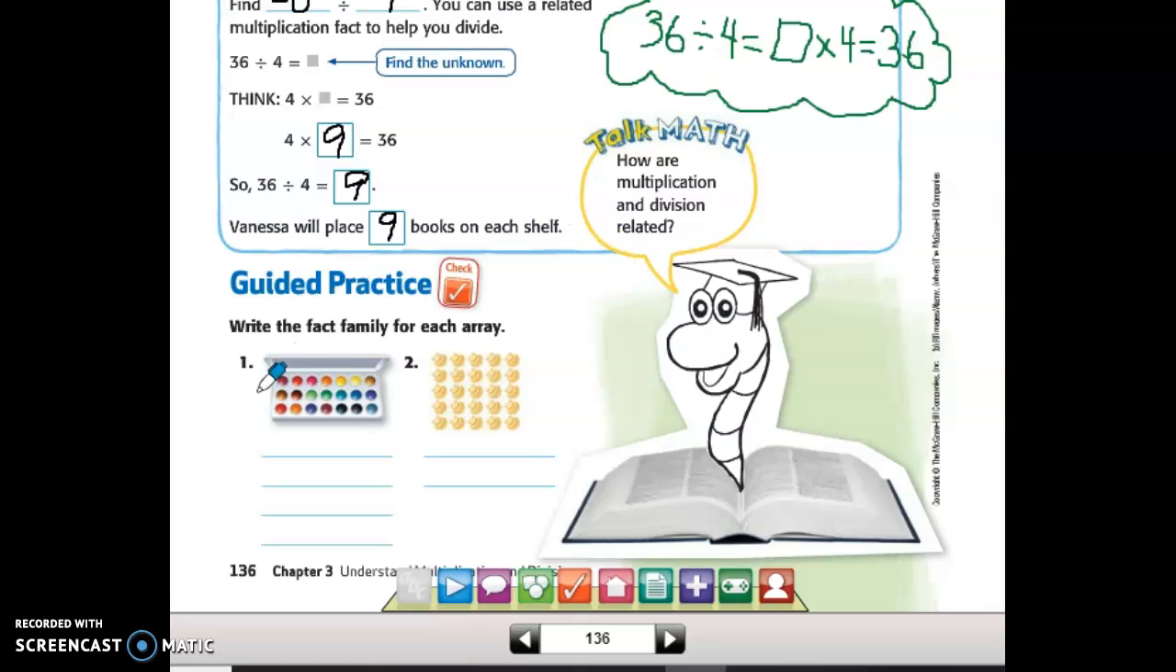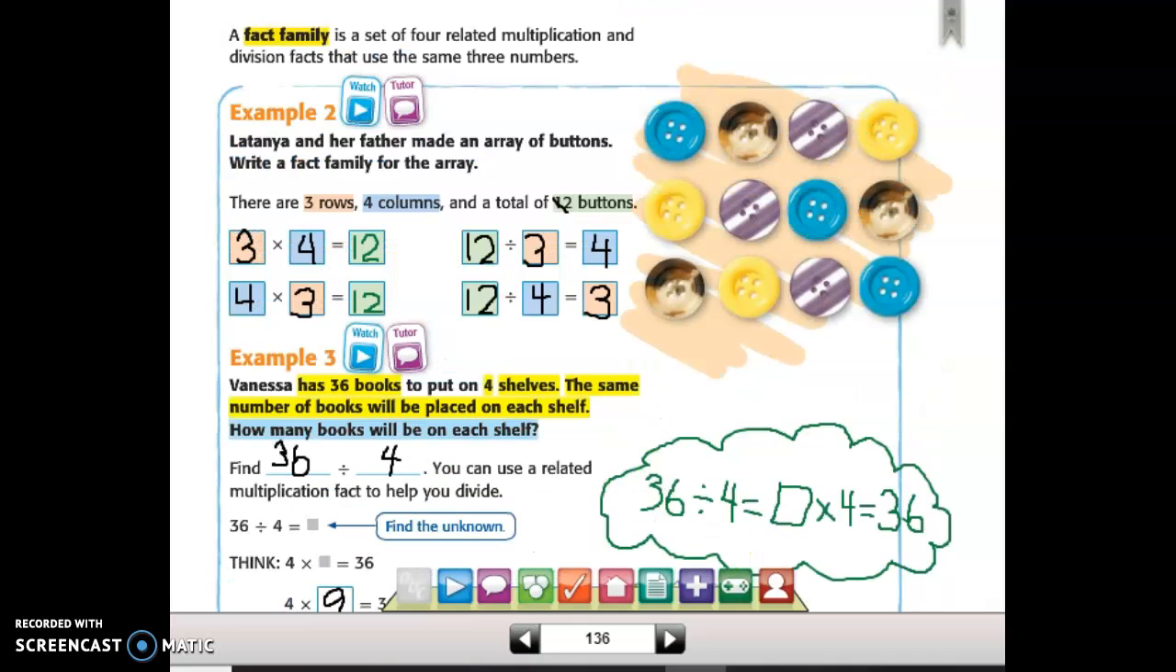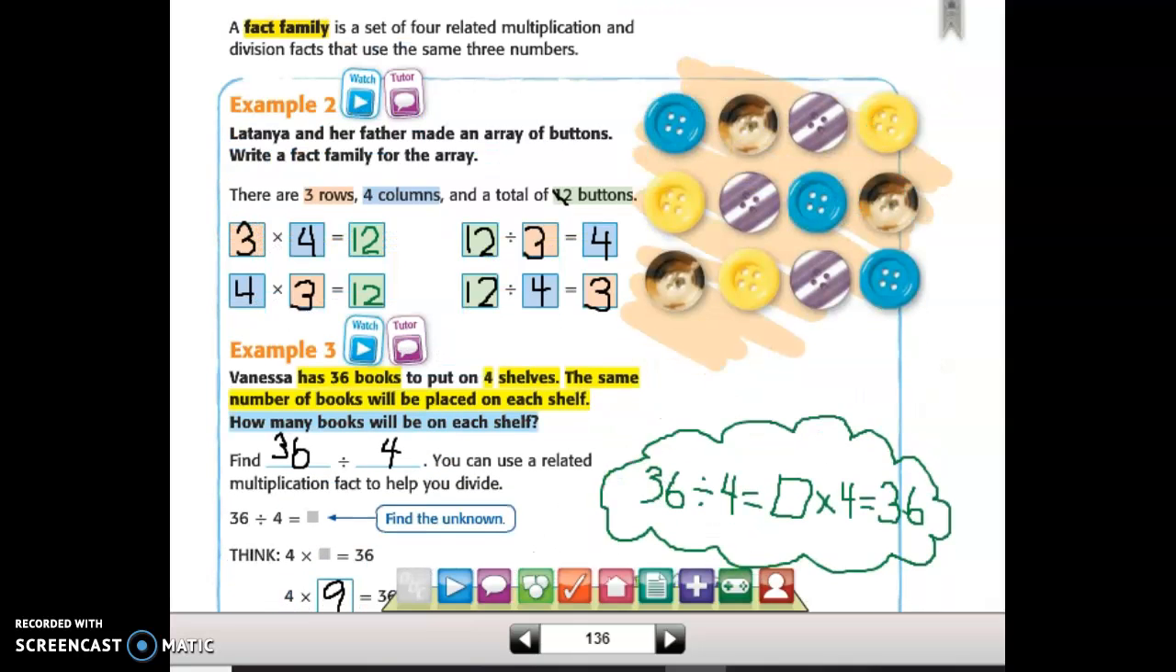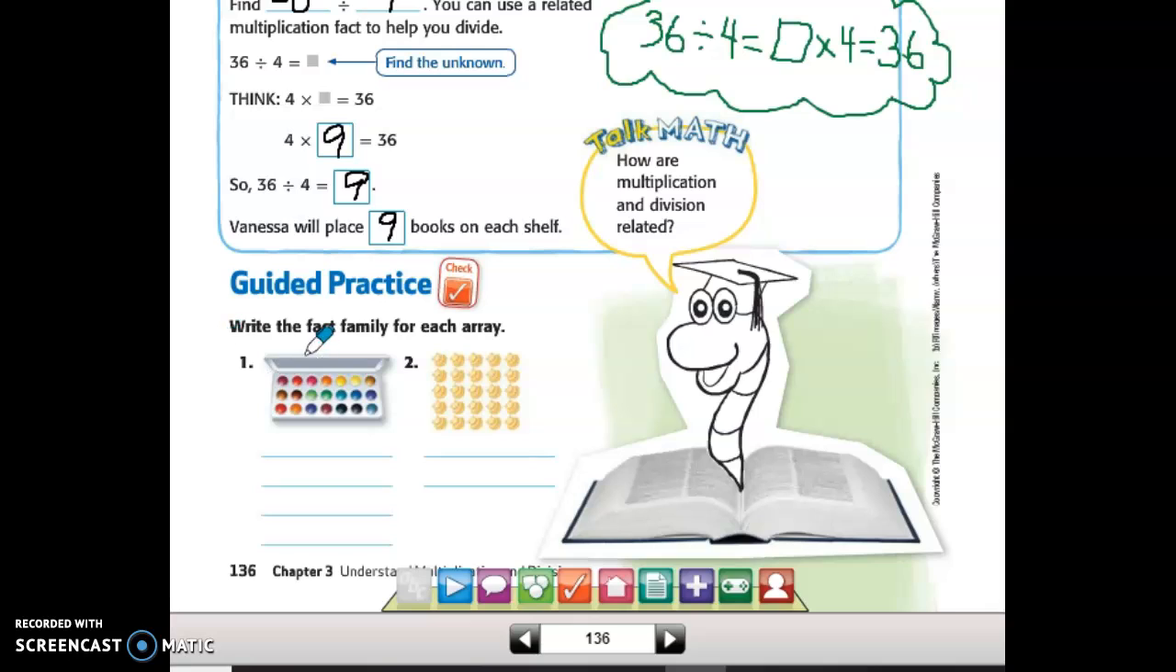I did want to talk about these, the fact family, like what you wrote, what we did up here. For example 2 is going to be the same thing as you're going to do for guided practice question 1. You're going to count the number of rows and the number of columns, and you're going to make 4 different equations out of them. 2 of them will be multiplication, and 2 of them will be division. So we didn't have an example of number 2, so I wanted to talk about that.